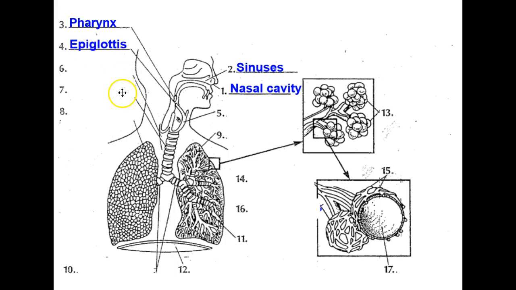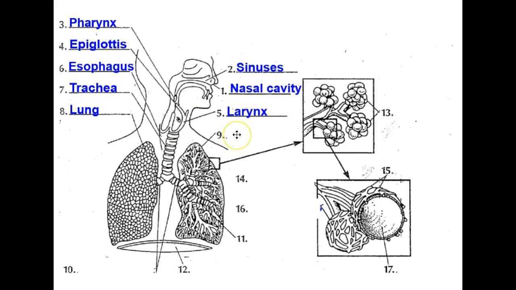Number 4 is the epiglottis, which you remember is the structure that closes to allow food down the esophagus. But it has to open in order to allow air into your trachea. So 6 is esophagus, and 7 is trachea. 8 is lung. Number 5, missed that over here, sorry about that, is the larynx. Okay, this is where your voice box is located as well.